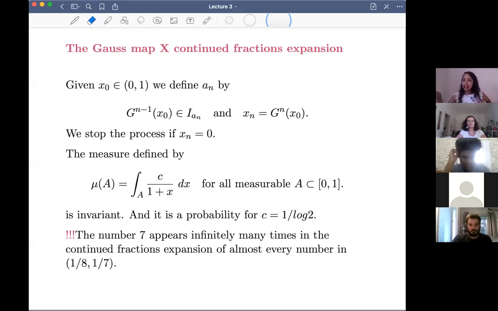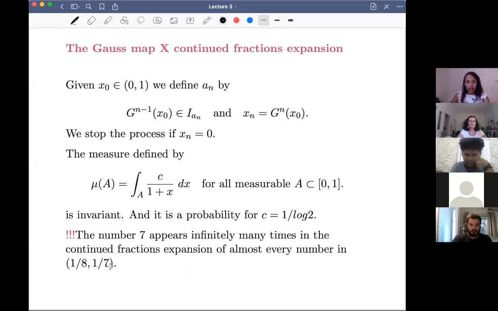So the number 7 appears infinitely many times in the continued fraction expansion of almost every number in the interval, for instance, 1 over 8 to 1 over 7. So if I fix this interval, 1 over 8, 1 over 7, the number 7 in almost every expansion will appear infinitely many times. Well, how do we prove it?